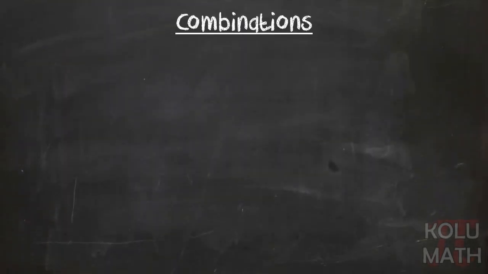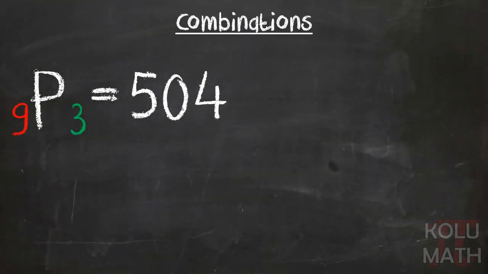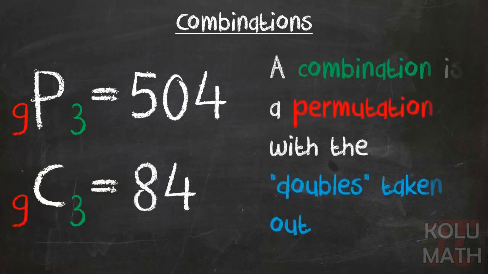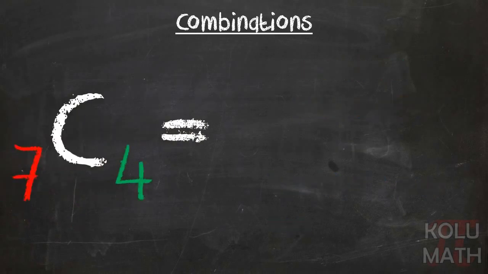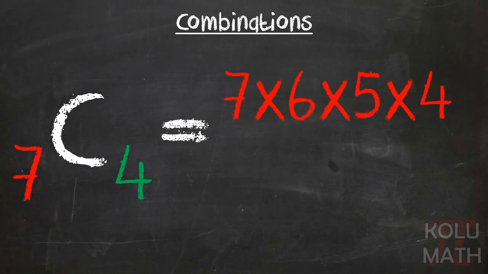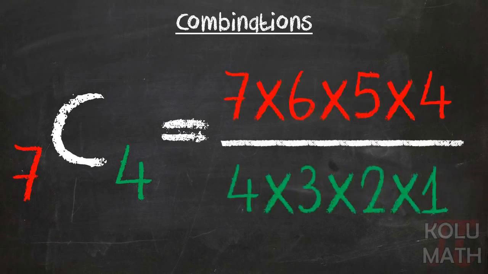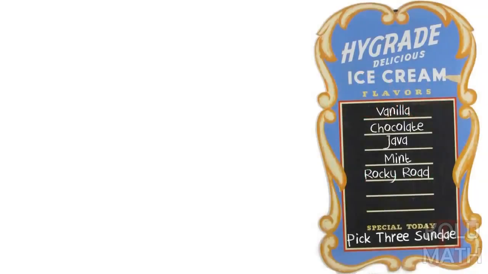And if you notice, the 9P3 is 504, and the 9C3 is 84. And those numbers demonstrate that a combination is a permutation with the doubles taken out. Just real quickly, to do a 7C4, all we have to do is start at 7, count down 4 numbers, multiply them together, and then do 4, count down, multiply them together. Just that simple to solve a combination. Okay, let's look at this last one here.